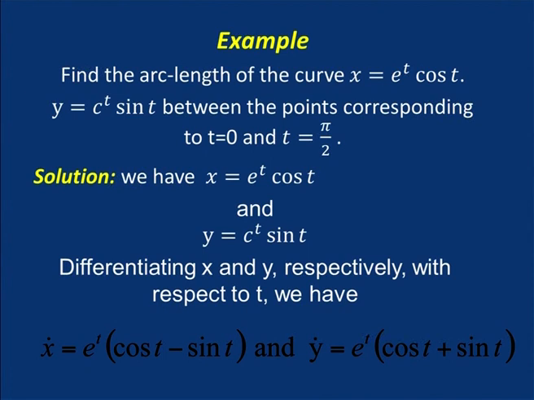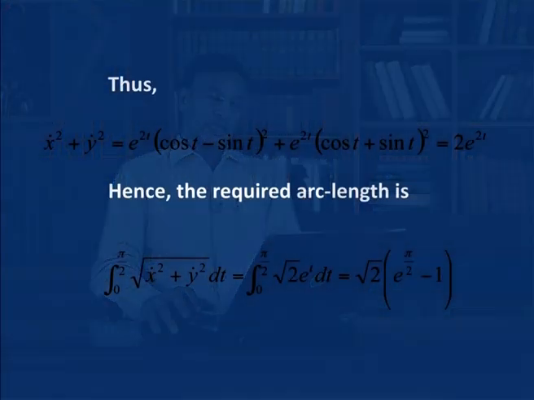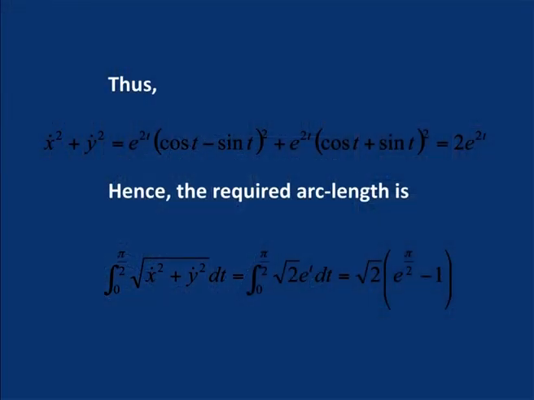Differentiating x and y with respect to t, we have x dot is equal to e to the power t (cos t minus sin t) and y dot is equal to e to the power t (cos t plus sin t). We put these values in the formula and we have x dot square plus y dot square is equal to, on simplification, root 2 e to the power t. So, we integrate root 2 e to the power t from 0 to pi by 2 and find root 2 (e to the power pi by 2 minus 1) as the result of the arc length of this curve in parametric form.